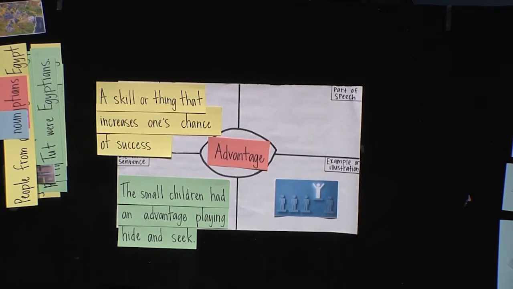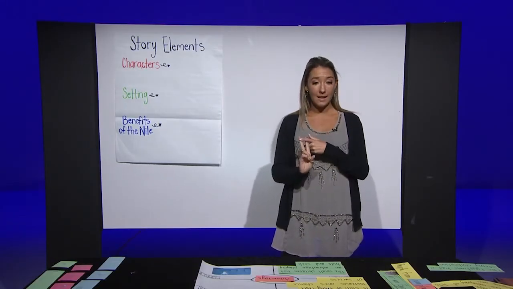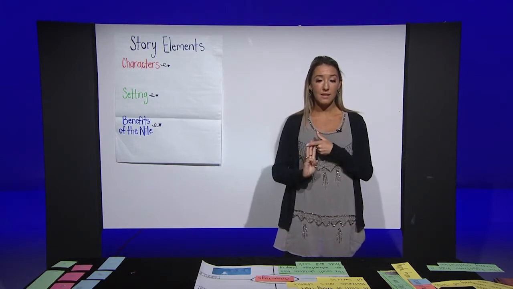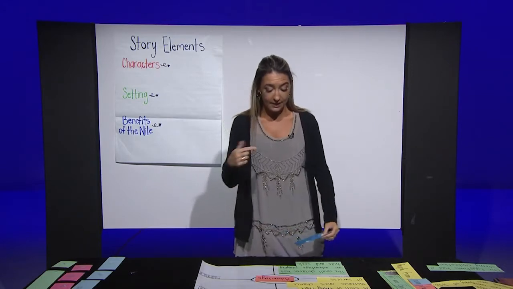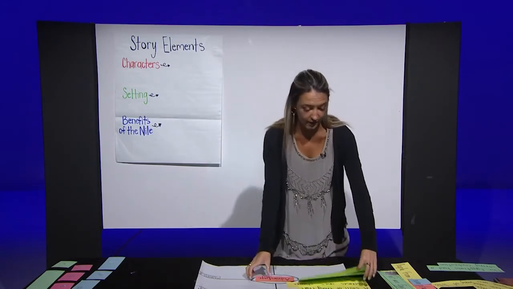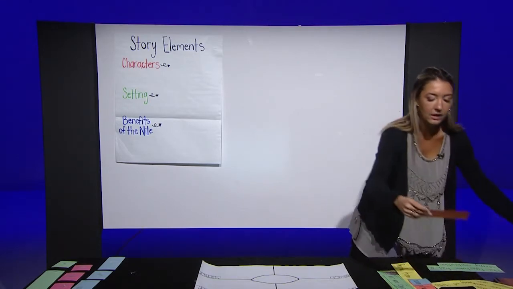Why did they have that advantage? Because they were small, right? A skill or something that increases their success. So enriched soil, or enriched, we're using it with soil, flooding, Egyptians, advantage, and then one more that we're going to come back to in today's lesson and a later lesson is this word called a civilization.